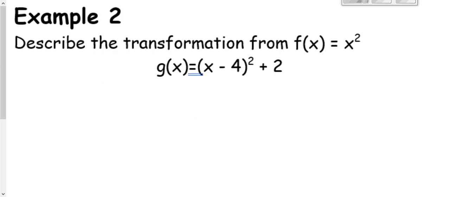So again, always start by checking for that a value. And in this case, we don't have anything here for an a value, which means that a is 1, which is normal. Okay, that's our parent function. There is no stretch or compression or reflection. So then we're going to go look at our shifts. Okay, I have an h and k value.